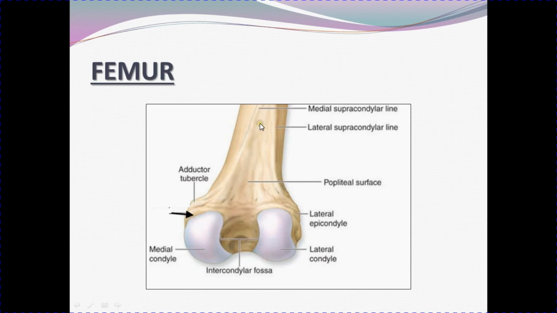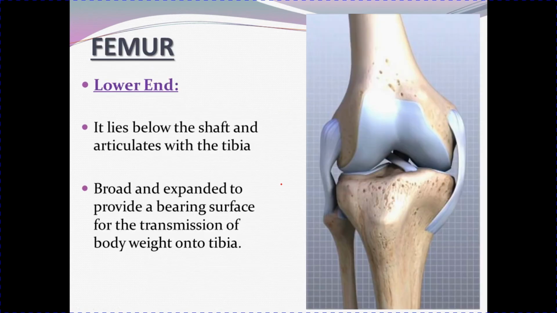You can see over here, this is the popliteal surface and it is bounded by the medial supracondylar ridge and the lateral supracondylar ridge of the femur. Now we move to the lower end. We have completed the shaft.